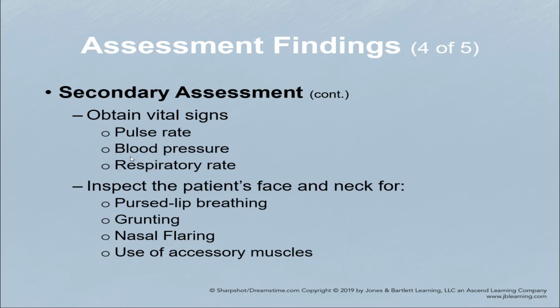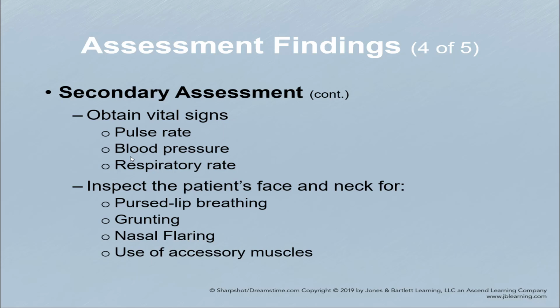Your blood pressure is going to be slightly up because it's trying to increase that pressure so we can move that blood throughout the system. Your respiratory rate is going to be elevated because we're trying to get more oxygen inside the lungs. Your volume, same concept, is going to be more because we're trying to get a larger amount of oxygen inside the lungs. Like I said, you're going to inspect the patient and look for pursed lip breathing, grunting, nasal flaring, or the use of accessory muscles.